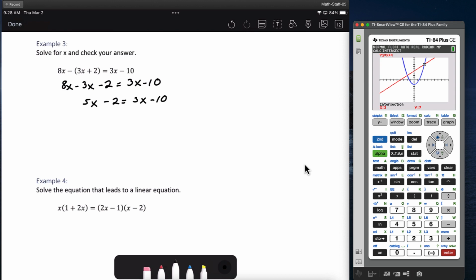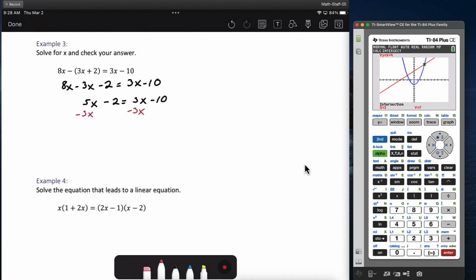And at this point, you have options. Notice you have variables on both sides and constants on both sides. We want to move all the variable terms to one side and all of the constants to the other side. It doesn't matter which side you put the variable on. I prefer to put the variable on the left. That means I need to subtract 3x on both sides.